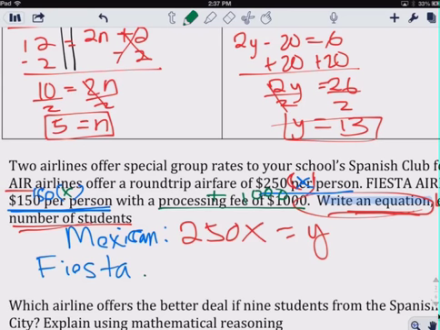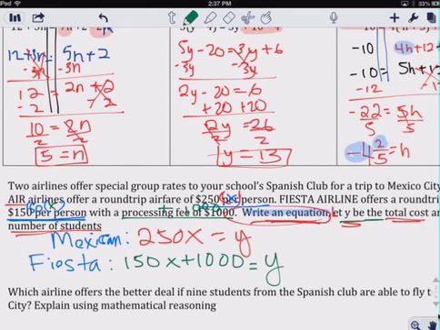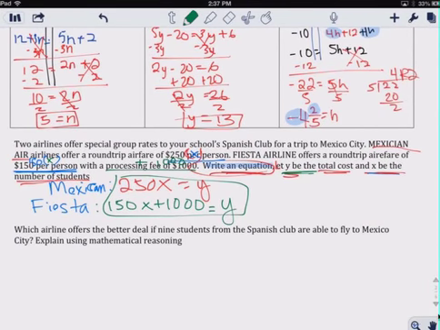So we got 150x plus a processing fee of $1,000. That will get you the total cost, and they say to give y for total cost. So these are your two equations. Which airline offered the better deal if 9 students from the Spanish club are able to fly to Mexico City? Explain your mathematical reasoning.